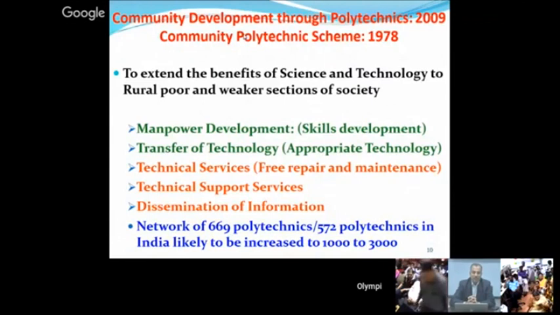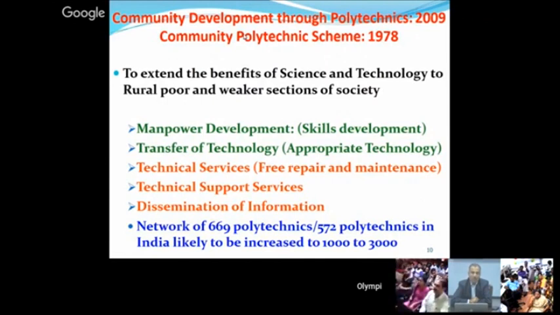Then the third important activity of the Polytechnic was to organize technical services, free repair and maintenance in the nearby villages. With free repair and maintenance, the people are directly benefited. Their equipment is repaired by the Polytechnic, by the instructors and the trainees or a group of such experts.